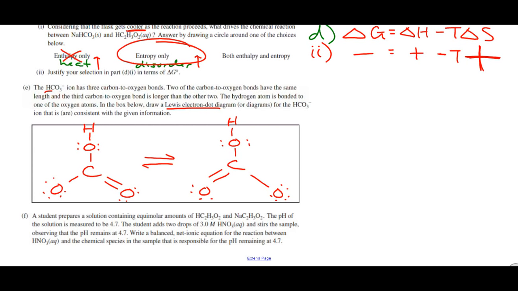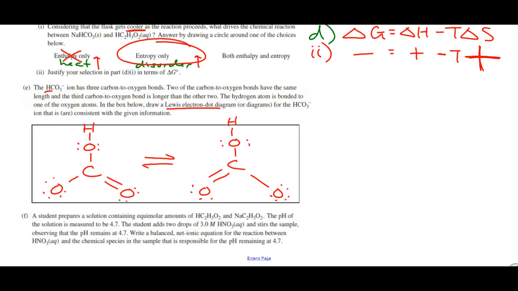All right, final part of this question, letter F. It says a student prepares a solution containing equal molar amounts of HC2H3O2 and NaC2H3O2. The pH of the solution is measured to be 4.7. The student adds 2 drops of 3 molar nitric acid and stirs the sample, observing that the pH remains at 4.7. Write a balanced net equation for the reaction between the HNO3 and the chemical species in the sample that is responsible for the pH remaining at 4.7.